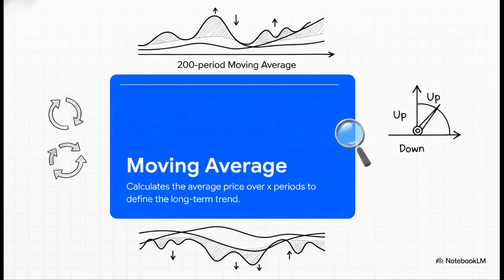Now, if you prefer a purely objective, mathematical way to define this structure, you can absolutely use an indicator. Using a 200-period moving average acts as a fantastic long-term guideline. Because it averages out the price over the last 200 periods, it effectively smooths out all that daily noise. The rule of thumb here is super simple. If the price is hovering above the 200 moving average, consider yourself in an uptrend. If it's below, you're in a downtrend.